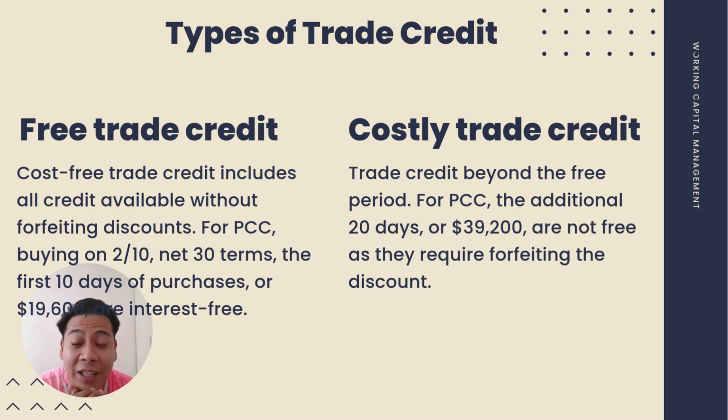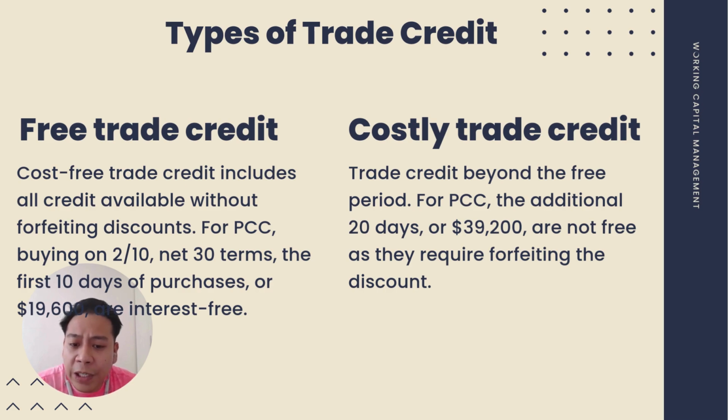Now we have two types of trade credit. First is free trade credit. Free trade credit is trade credit obtained without a cost, and it consists of all trade credit that is available without giving up discounts. In PCC's case, where it buys on terms of 2/10, net 30, the first 10 days of purchases, or $19,600, are free. Costly trade credit, on the other hand, is any trade credit over and above the free trade credit. For PCC, the additional 20 days, or $39,200, are not free because getting them means giving up the discount.